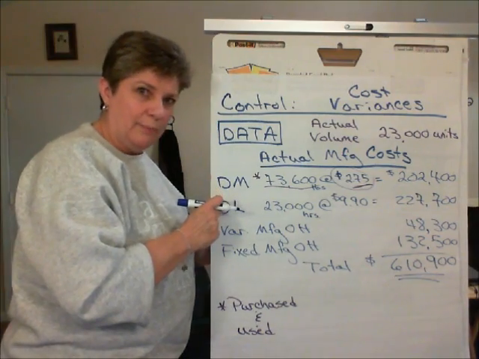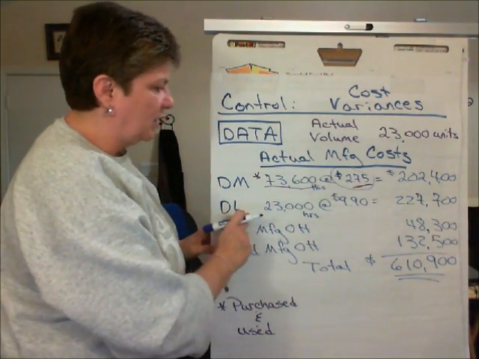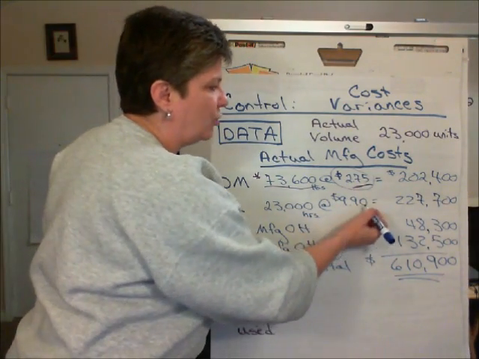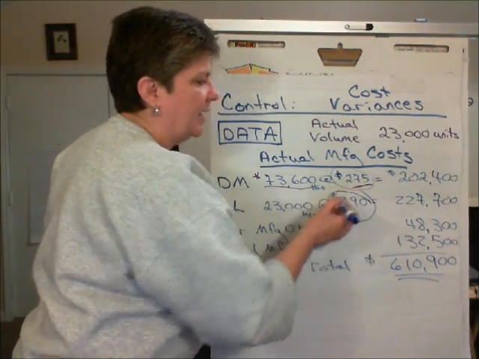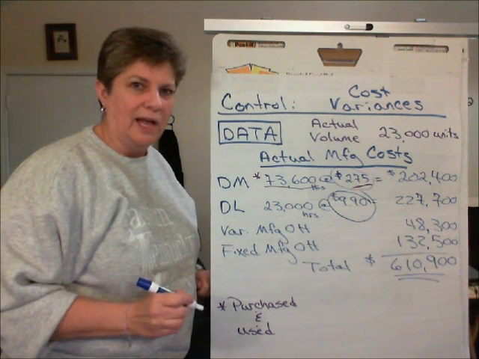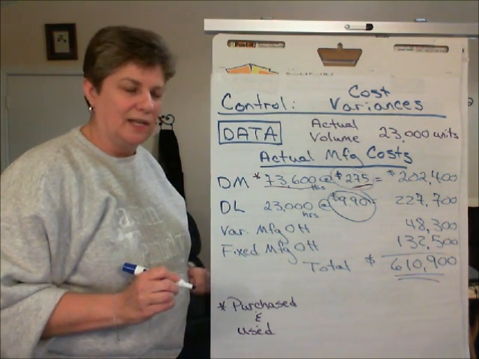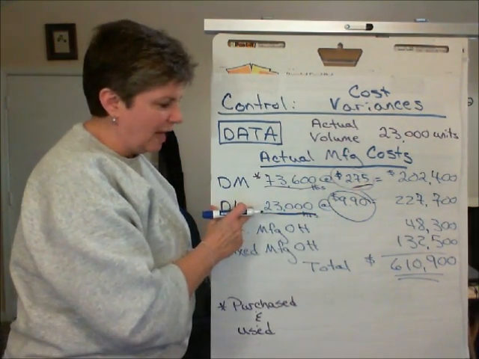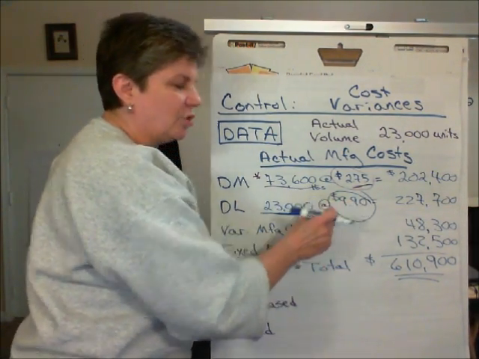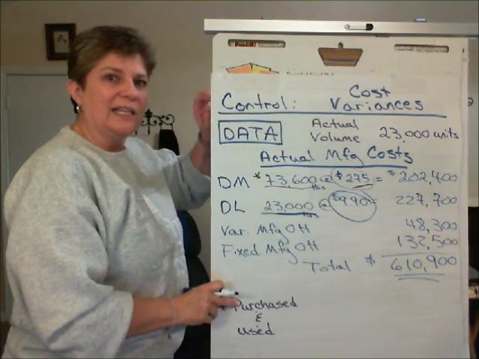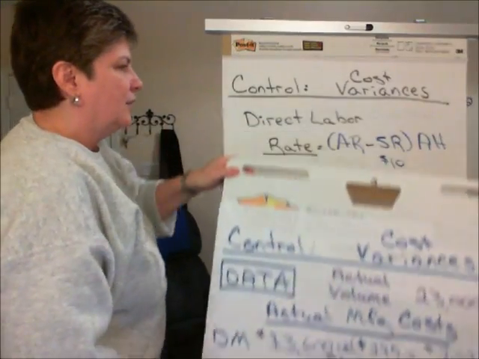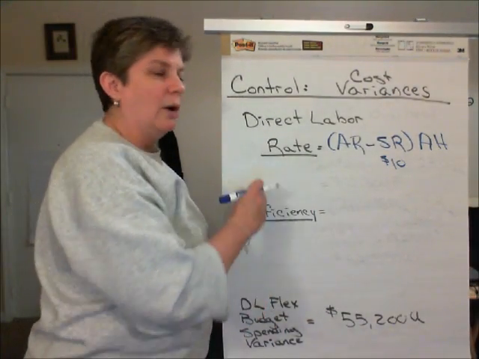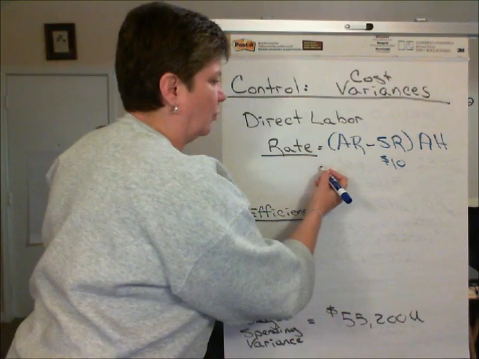The actual labor information: we actually worked 23,000 labor hours, and we actually paid those employees an average labor rate of $9.90. So we're going to need both pieces of this information. Actual hours, 23,000, actual pay rate, $9.90 on average. So we now plug that information into our formula, and we can figure out what the overall rate variance was.